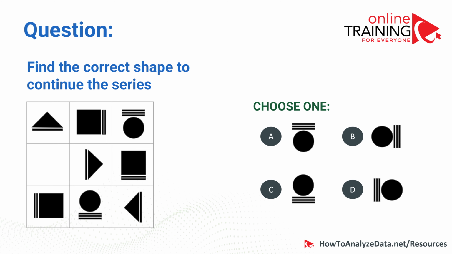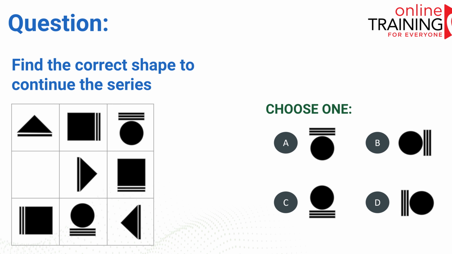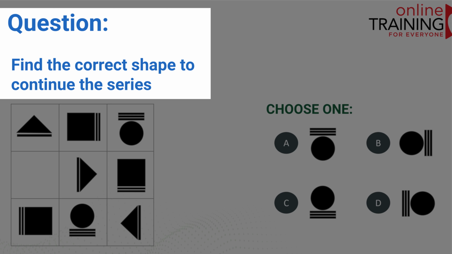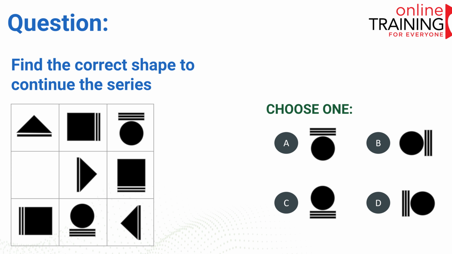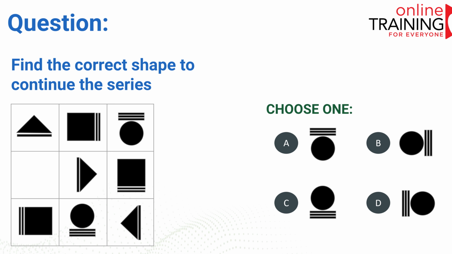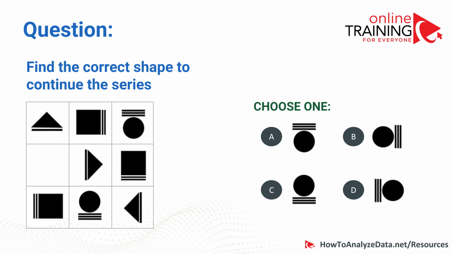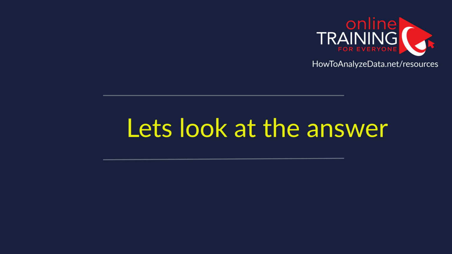Now let's look at a very complex question which you see a lot during logical reasoning tests, psychometric tests, and numerical reasoning tests. Find the correct shape to continue the series. What we have here is a 3 by 3 matrix with 8 shapes populated and 1 shape missing. There are 4 choices as usual, but in order to calculate the right shape, you need to determine the pattern. And in fact, there are 2 patterns on this screen. Can you figure it out? Do you know what the right answer is?